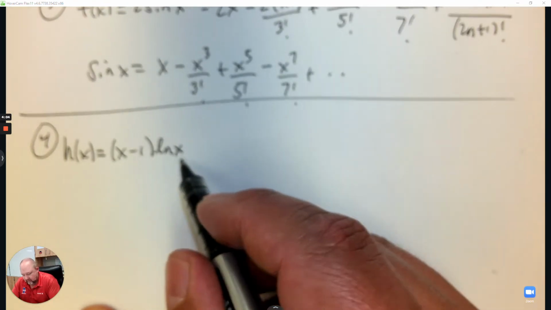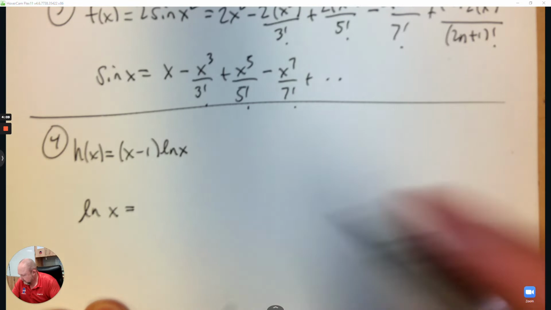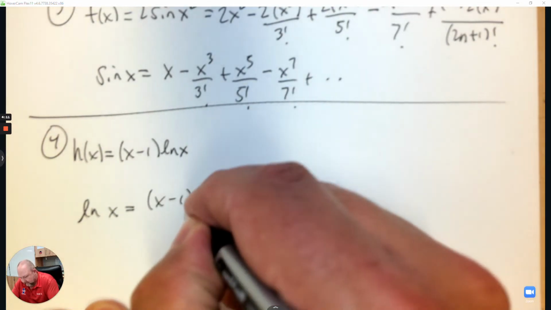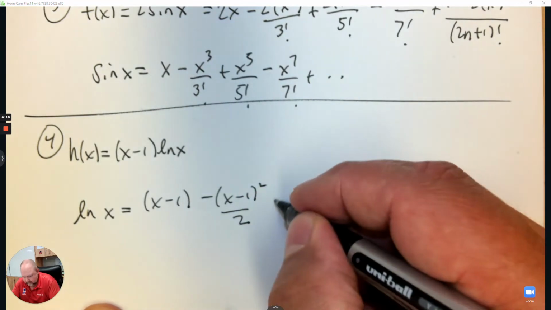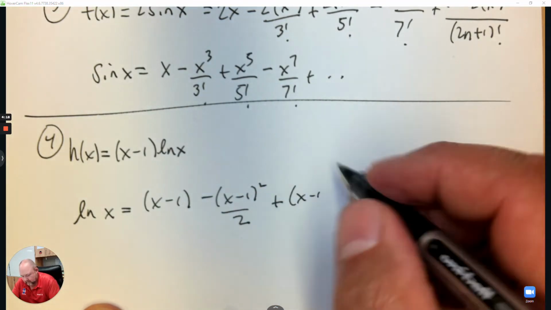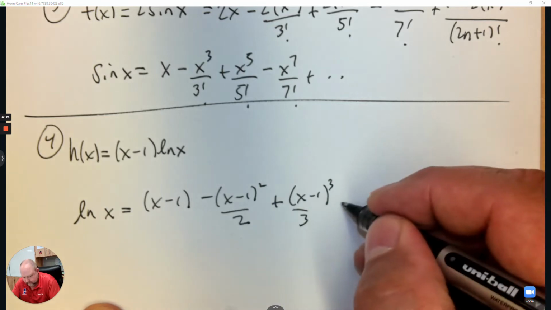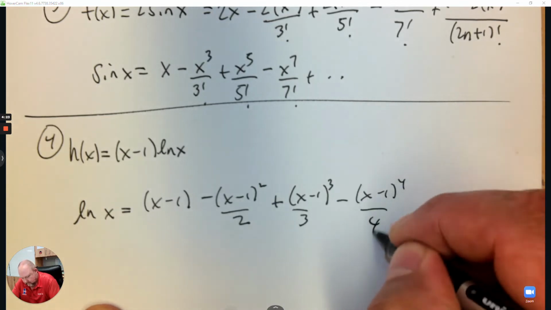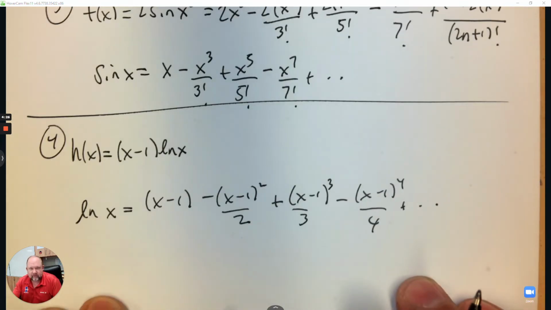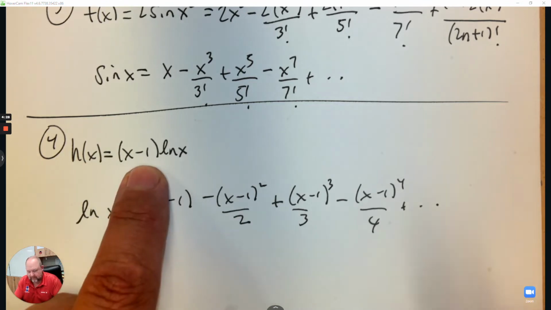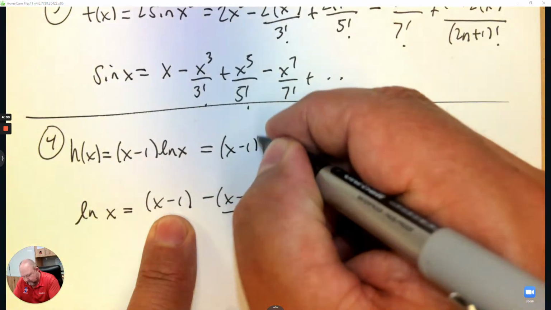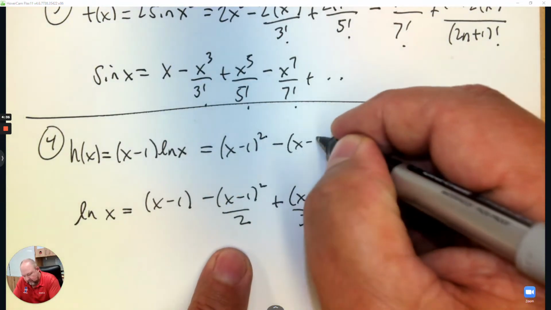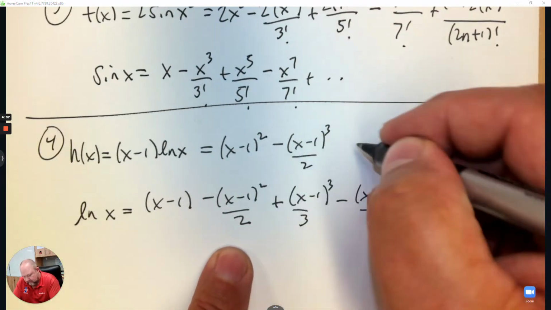So this is connected to ln x. So I'm going to write down what ln x is. That's x minus 1, minus x minus 1 squared over 2, plus x minus 1 cubed over 3, it alternates, make sure I do that. So there it is. So I'm going to multiply all of this times x minus 1. So x minus 1 times x minus 1. And then, so what it's going to do is change the exponent, right?